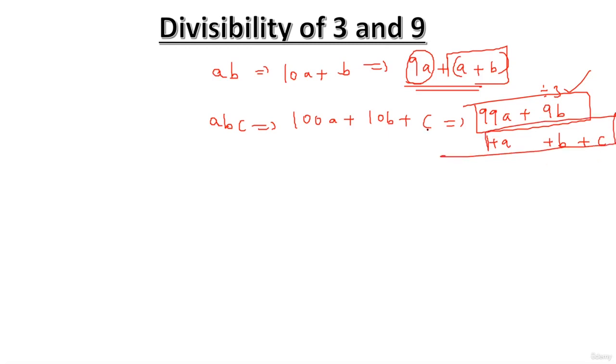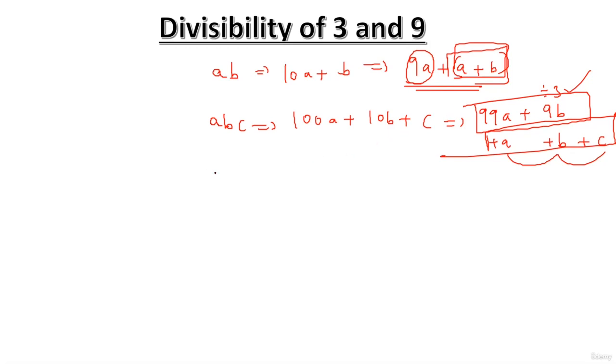So for the divisibility of 3, we check the sum of the digits. That's exactly what is happening here. For a three-digit number ABC, the remaining part becomes A plus B plus C. So if A plus B plus C is divisible by 3, the whole number also becomes divisible by 3. Same thing you can observe for the two-digit number AB above. If A plus B is divisible by 3, the whole number also is divisible by 3. So simply put, the divisibility of 3 is nothing but taking the sum of the digits. If the sum of the digits is a multiple of 3, the whole number also is a multiple of 3.